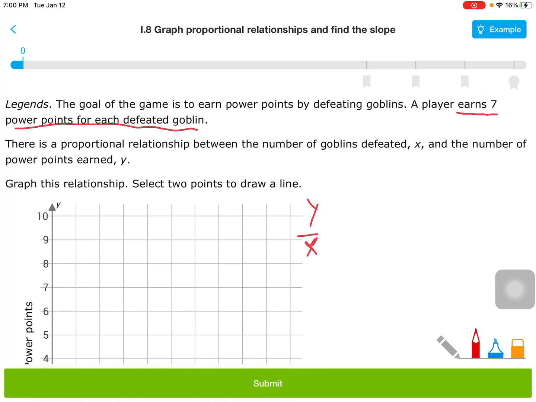All right, so now, if you want to work ahead, you can move on to the next day's assignment of IXL I8. I underlined the first key bit of information: every time a player defeats a goblin in a video game, they are earning 7 points. So this is a proportional relationship between the number of goblins defeated, x, and the number of power points earned.